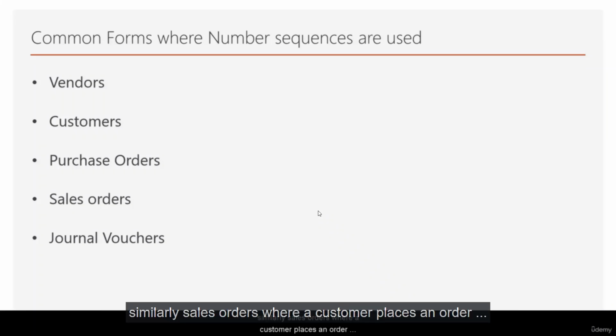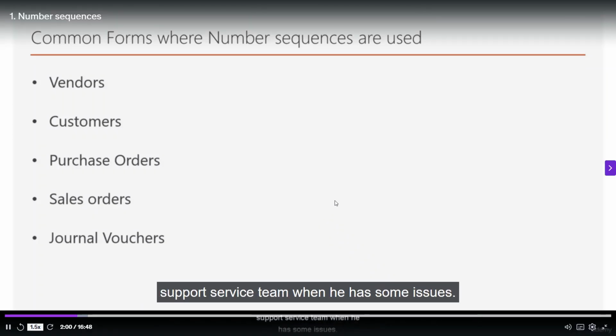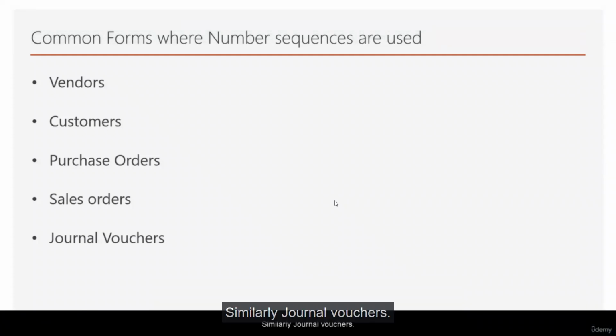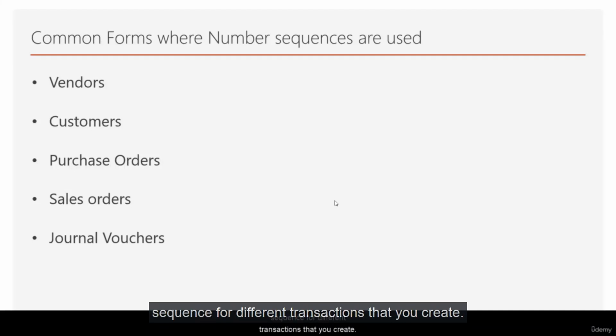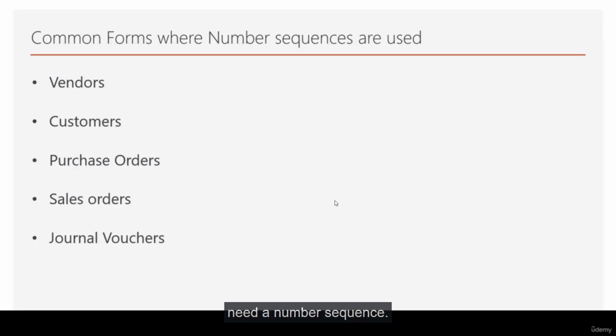Similarly, sales orders, where a customer places an order and we generate a unique number and give it to the customer so that he can interact with our customer support service team when he has some issues, right? Similarly, journal vouchers, where you might want to have a different number sequence for different transactions that you create. These are only a few forms that we talked about, but we have many more forms where we will need a number sequence.